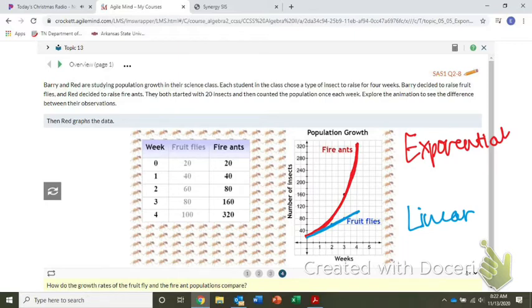So on 5, 6, 7, and 8, how does the total number of fruit flies change each week? Well, what are the fruit flies doing? Are they adding 20? Or are they multiplying? They're adding 20. Then number 6 says, what type of function can model the fruit fly data? Well, what kind of function is that? It's linear because it has a constant, what?